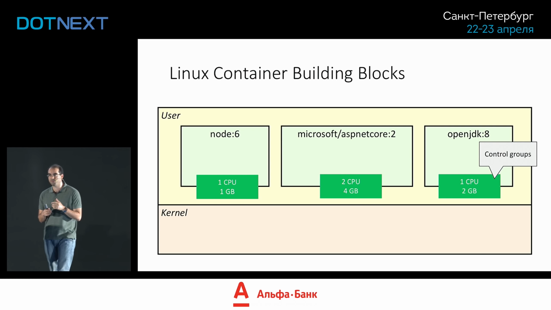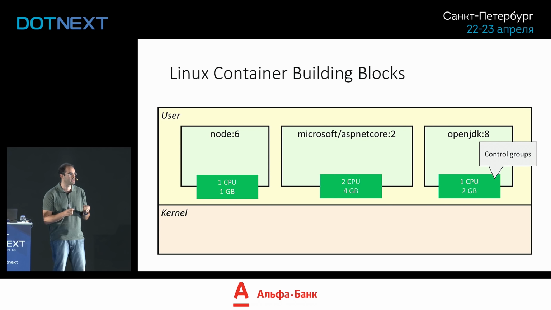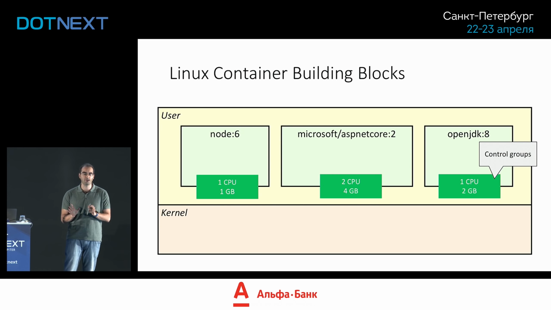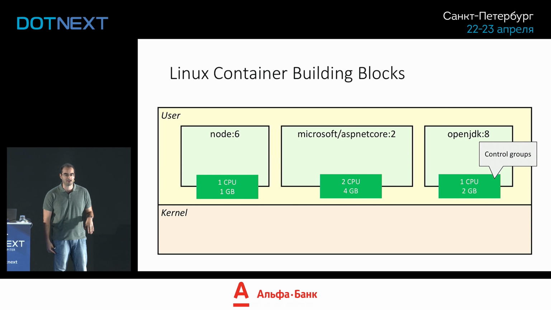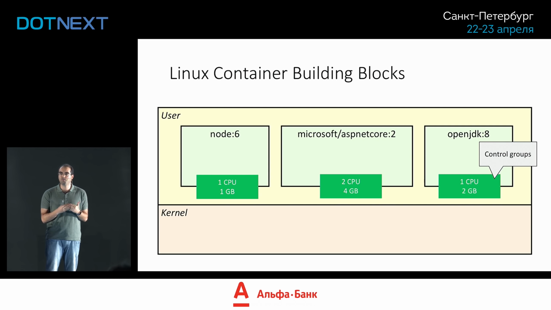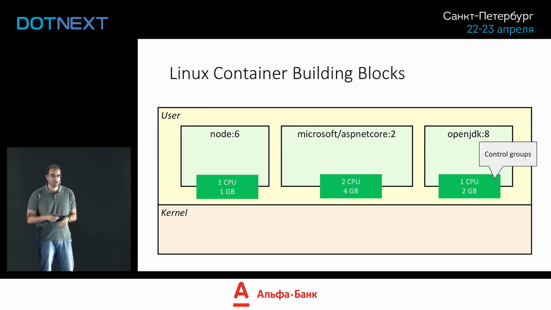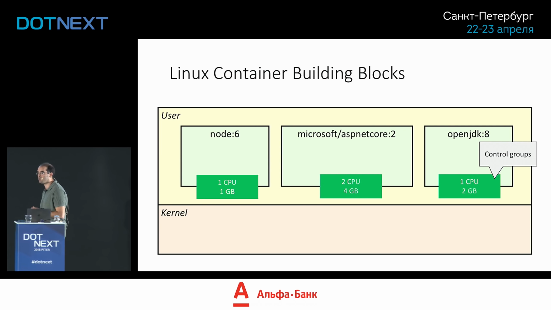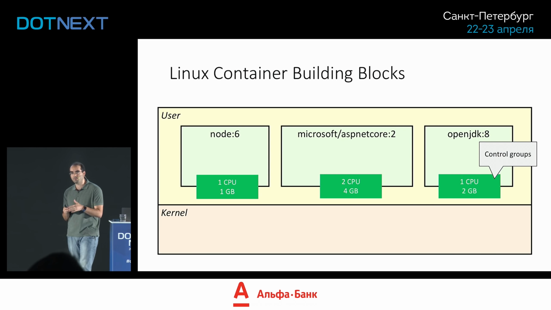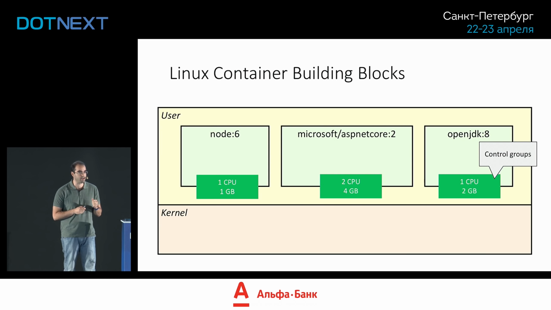The first is various restrictions or quotas that you can place on each container. For example, the Java process only needs 2 gigabytes of RAM, but the .NET application needs 4 gigabytes, and it also needs 2 CPUs. But OK, I don't want to let it use any more than that. So the mechanism in the Linux kernel which helps you set those limits is called control groups. And we'll talk about control groups in a little while.